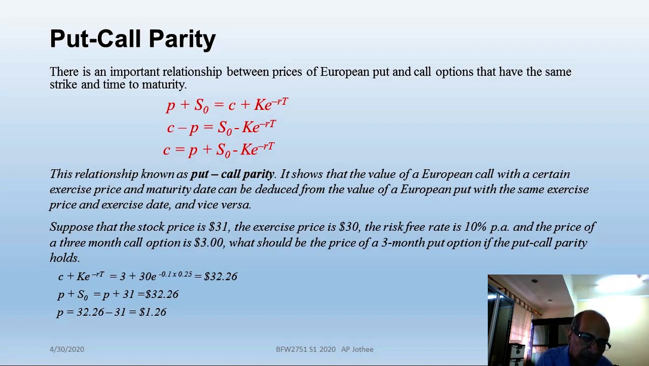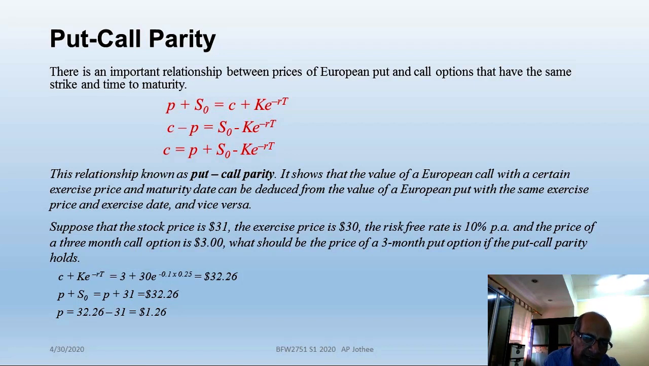For example, suppose that the stock price is $31 and the exercise price is $30. The risk-free interest rate is 10% per annum. The price of a 3-month call option is $3. So the small c is $3. What should be the price of a 3-month put option if the put-call parity holds? The condition is if the put-call parity holds. So now you are calculating the price of the 3-month put option. You're going to calculate the small p.